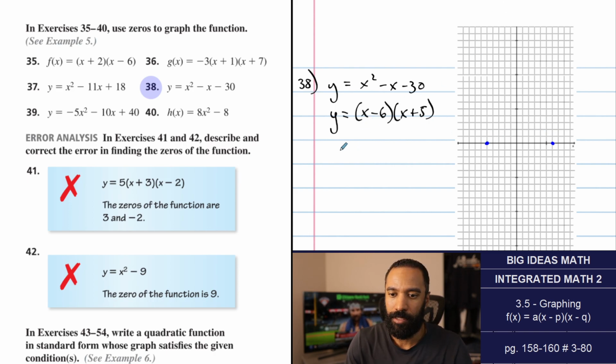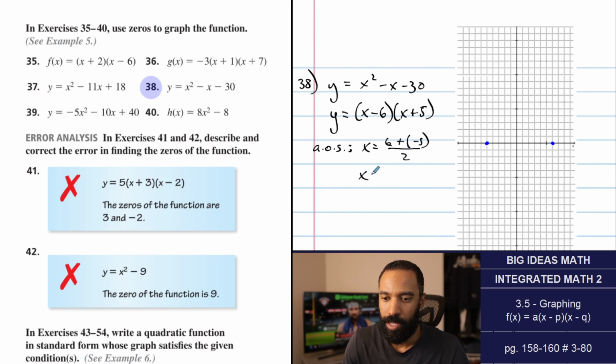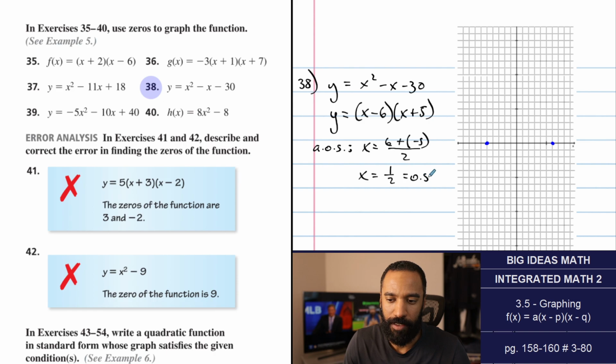You want to average them again? We haven't seen that for a while. Your axis of symmetry, x is 6 plus negative 5 over 2. That is 1 over 2. That's 1/2, so 0.5 if you want to put that. Yeah, let's do it the conventional way this time. Let's not do half the distance and things like that. Let's figure it out. So the vertex y value, we're going to take 0.5.